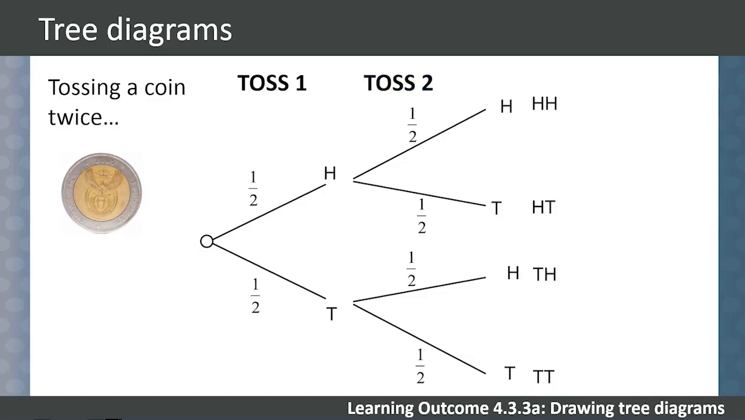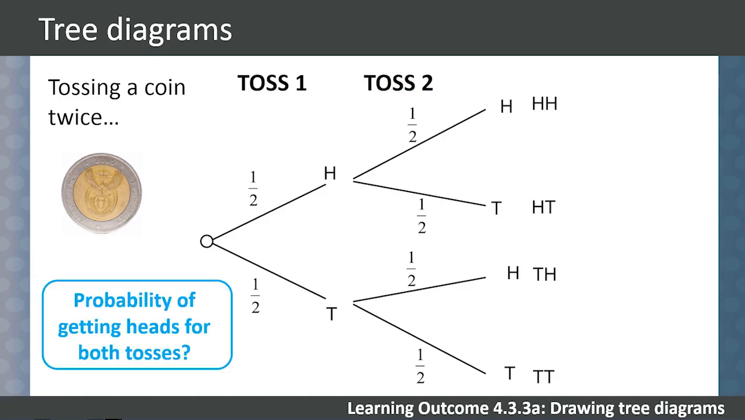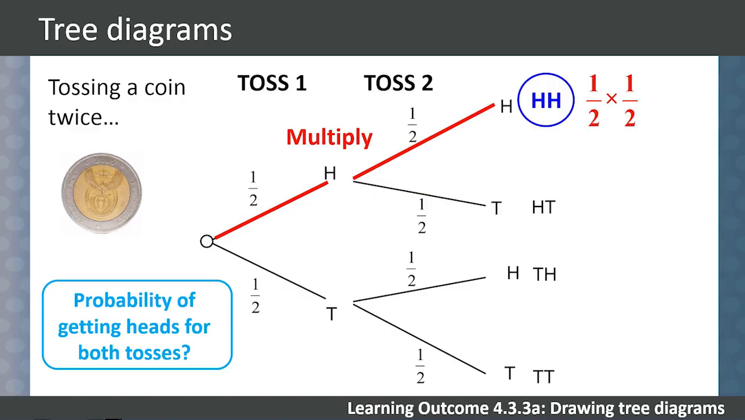Now we can use the tree diagram to compute the probability of getting, for example, heads for both tosses. Only one branch along the tree gives heads then heads again, which is HH, as shown here. We multiply the probabilities along the branches. A half times a half is a quarter, so the probability of getting HH is a quarter, or 25%.